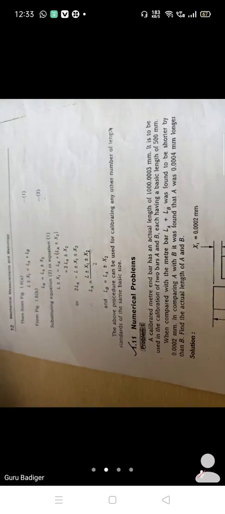So for this problem you have to draw the diagram, right? How to draw that one? The statement says that, if you see that one, this will be clear.